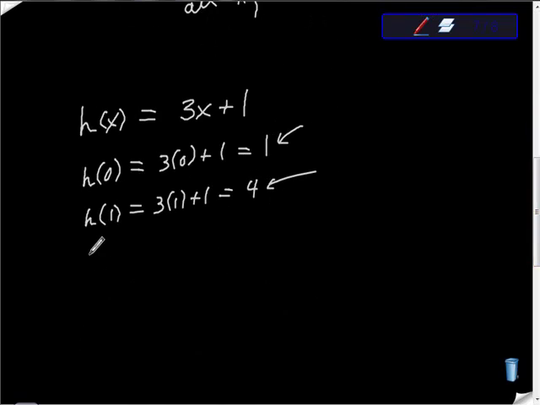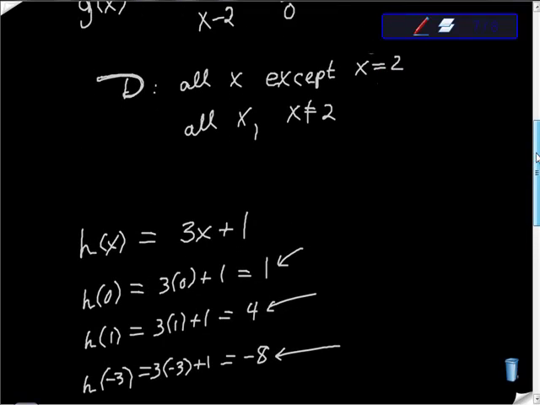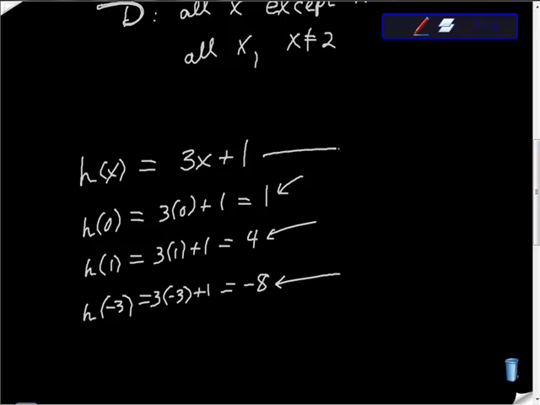So okay, better check negative numbers. h of negative 3. We'll try that. 3 times negative 3 plus 1 is equal to negative 9 plus 1, which is negative 8. Is that right? Negative 8. Is negative 8 a number? Sure it is. That works. So what's the domain of this function? Domain. All x. All numbers work.